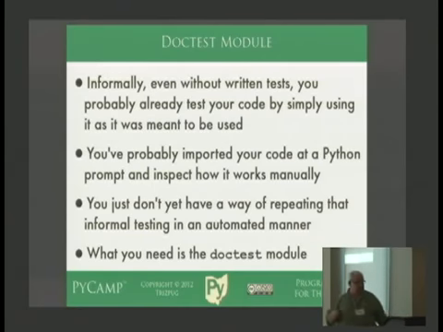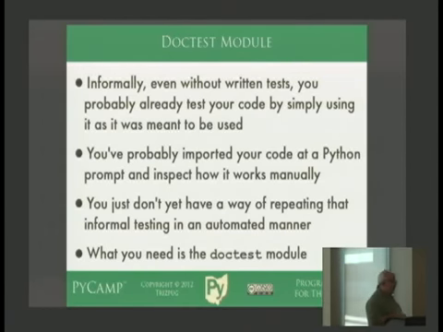So you probably imported your code at the Python prompt and checked that it works manually. You just don't have a way of repeating the tests that you do at the Python prompt in an automated manner. It'd be great if you could repeat this type of test, because every time you make a change in your code, you need to be able to run these tests again. If you have to do the manual testing all over again, that gets repetitive, especially if you're making a lot of changes to your code. That's called regression testing. That means I can run the same tests and they still pass even when I make changes to my code. You want to make sure the test cases continue to run.